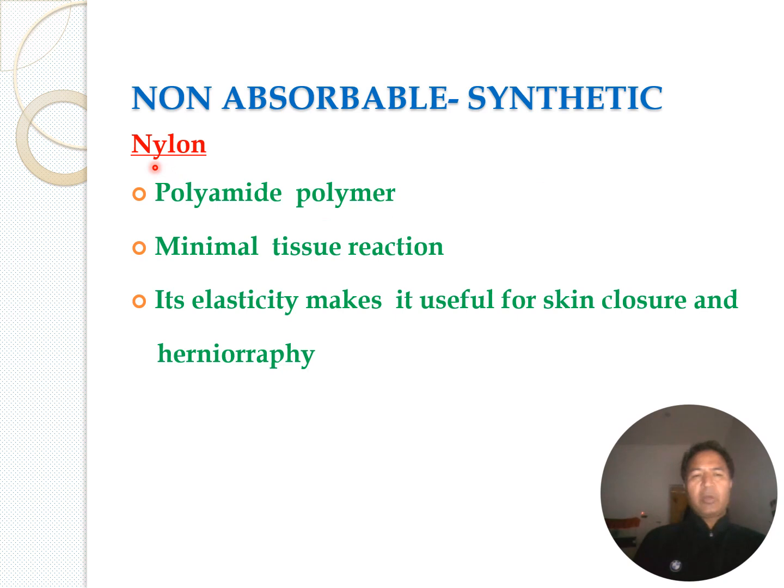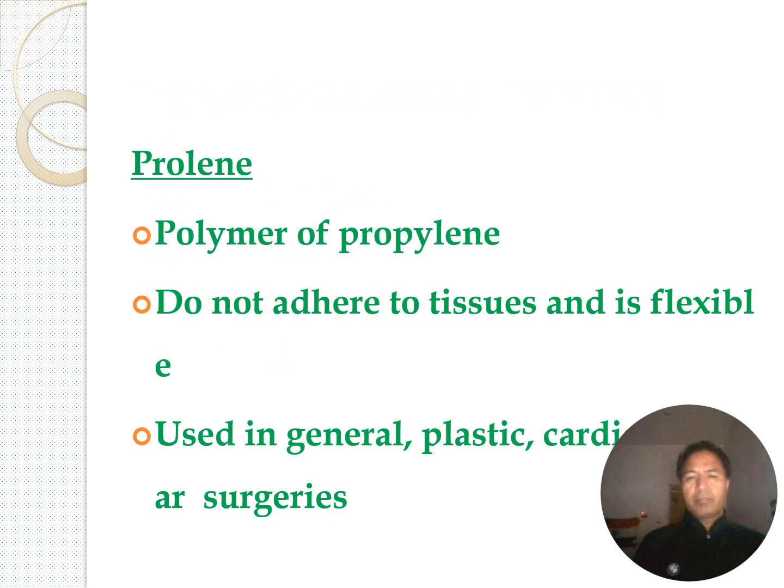Non-absorbable synthetic nylon, a polyamide polymer, causes minimal tissue reaction. Its elasticity makes it useful for skin closure and herniorrhaphy. Prolene, a polymer of propylene, does not adhere to tissue and is flexible. It is used in general, plastic, cardiology and other surgeries.